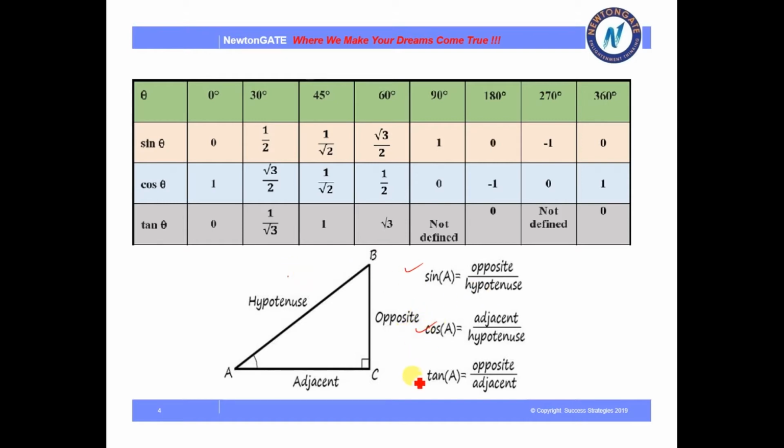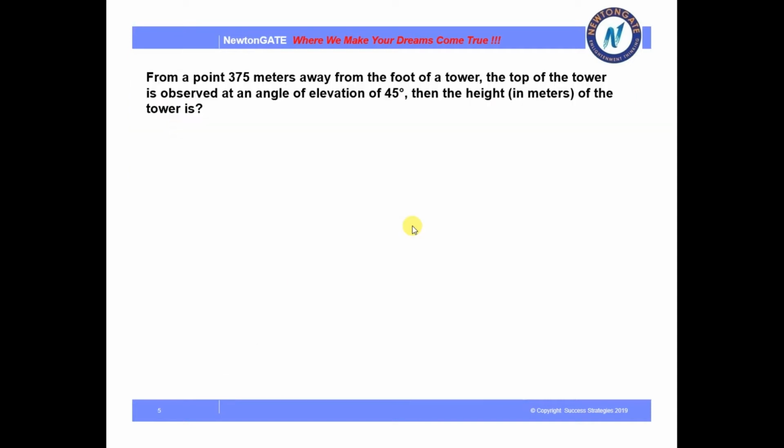We need to know these three trigonometric ratios, and we also need to know the values of the standard angles: 0 degree, 30 degree, 45 degree, 60 degree, 90 degree, 180 degree, 270 degree, and 360 degree. So we need to know the values of standard angles and we need to know the trigonometric ratios from a triangle. So these three things are necessary to solve heights and distance problems. So let's see a problem.